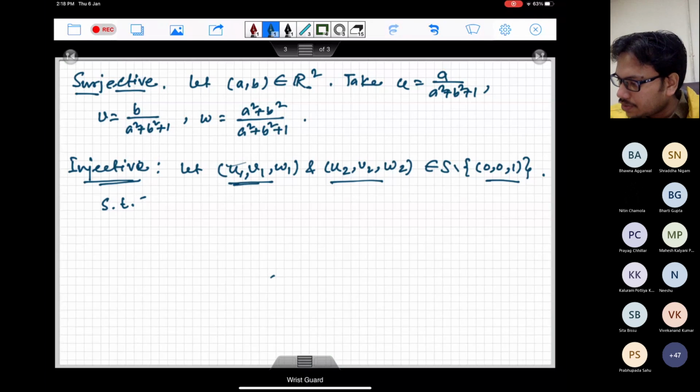Now we have started with two points, and let's say their images are the same. So what does it mean? What do we get? u1 divided by 1 minus w1 equals u2 divided by 1 minus w2.